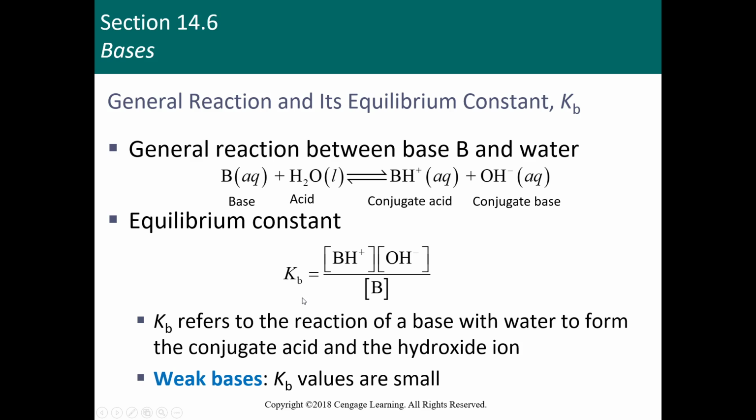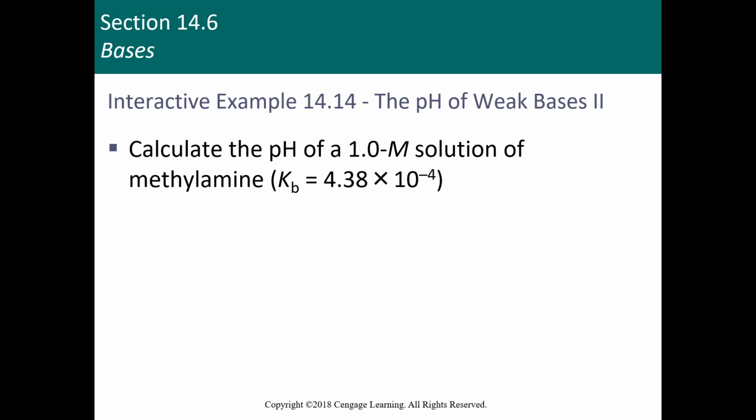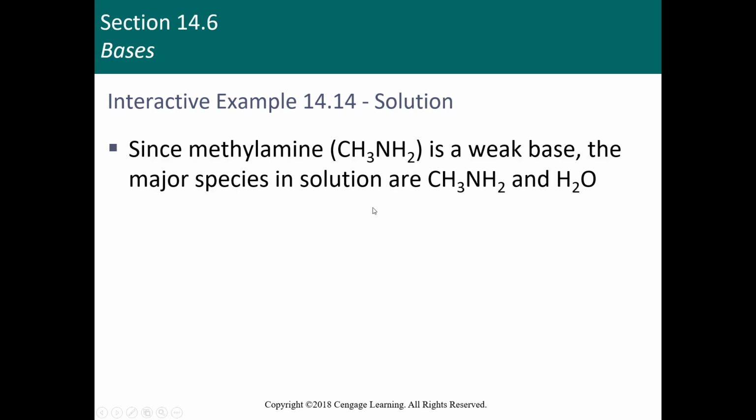Now, for a strong base and a strong acid, their Kas and Kbs are usually listed as being infinite or just very large. They don't usually have numbers because they run to completion. But the larger the Kb value, the stronger the base. The lower the Kb value, the weaker the base. So let's calculate the pH of a 1 molar solution of methylamine, and its Kb is this value right here. So methylamine, this is a weak base.